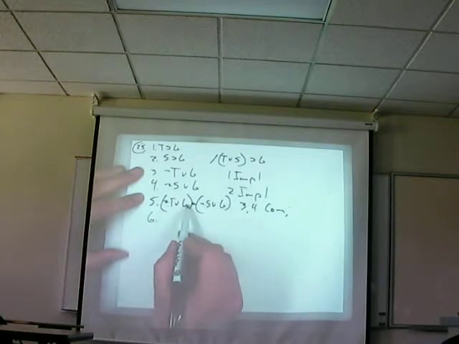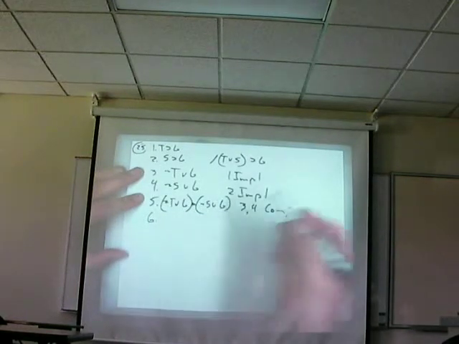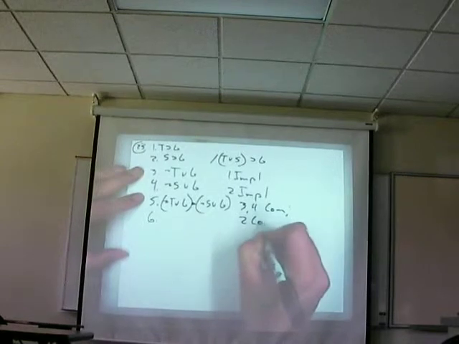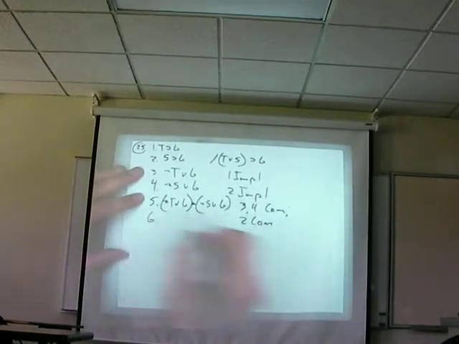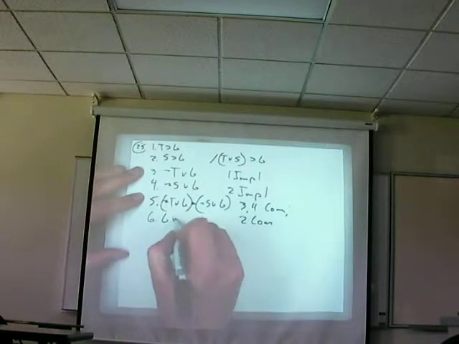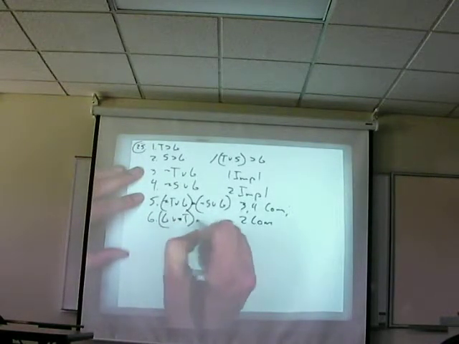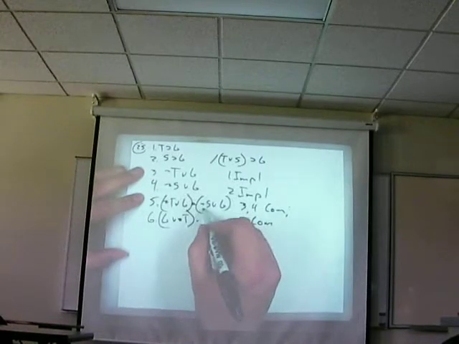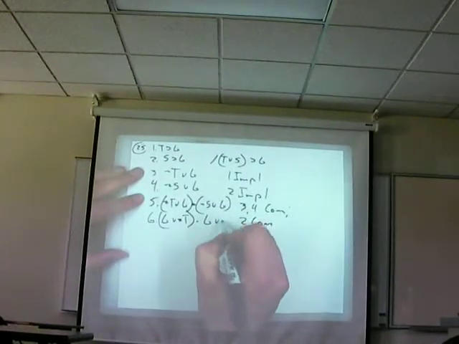Do a com on the first conjunct, and then do a com on the second. Technically, this should be two separate steps, but just in the interest of time, I'll combine it in a single line. So instead of not T or G, I want G or not T. And then the same procedure here in the second conjunct. Instead of not S or G, I want G or not S.